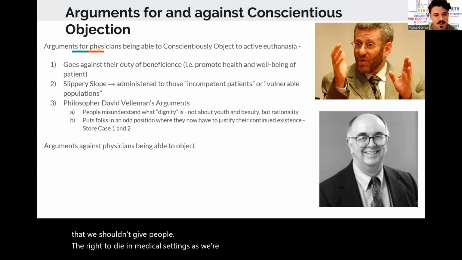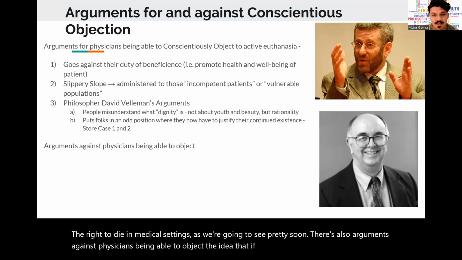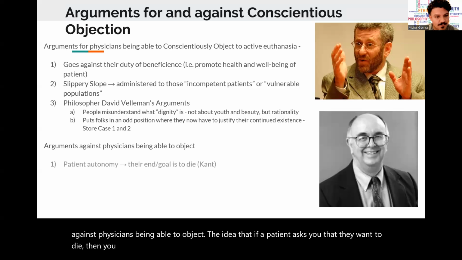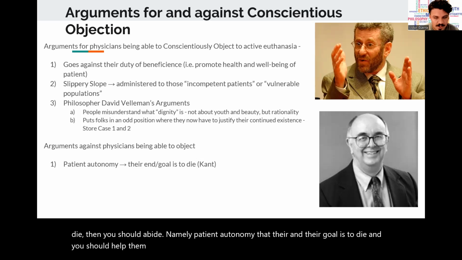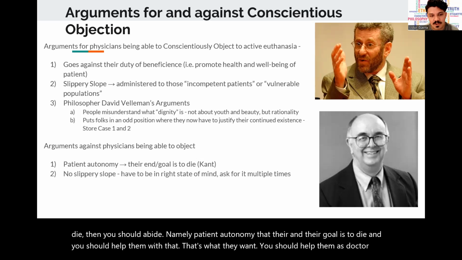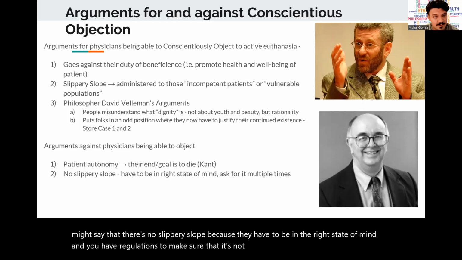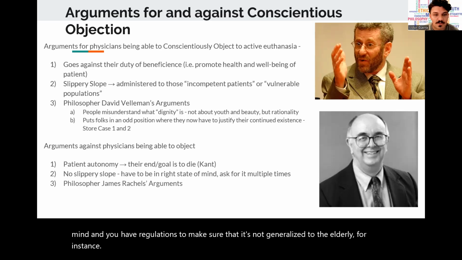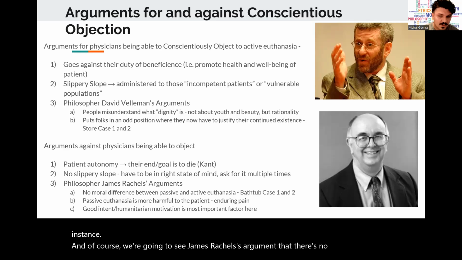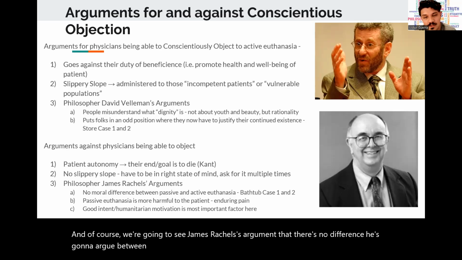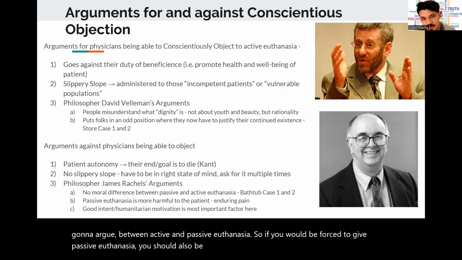As we're going to see pretty soon, there are also arguments against physicians being able to object. The idea is that if a patient asks you that they want to die, then you should abide. Namely, patient autonomy: their goal is to die and you should help them with that. That's what they want. You should help them as a doctor. You might say that there's no slippery slope because they have to be in the right state of mind, and you have regulations to make sure that it's not generalized to the elderly, for instance. And of course, we're going to see James Rachels's argument that there's no difference between active and passive euthanasia. So if you would be forced to give passive euthanasia, you should also be forced as a doctor to participate in active euthanasia.